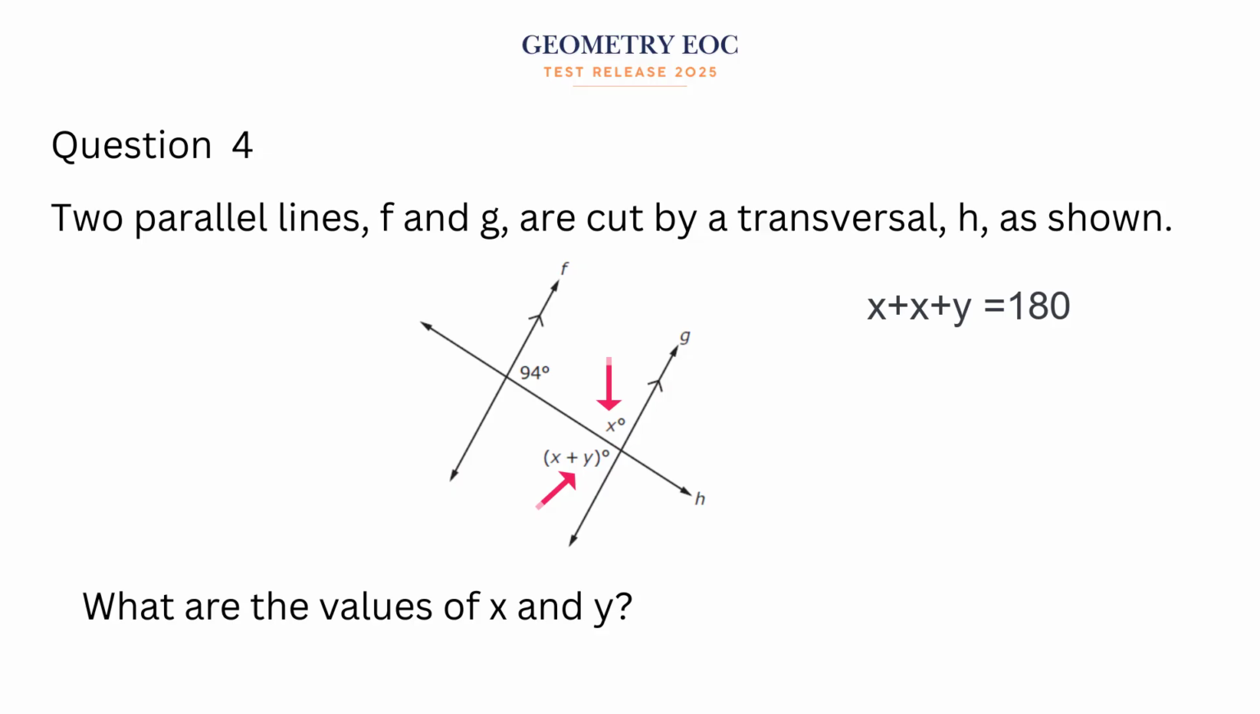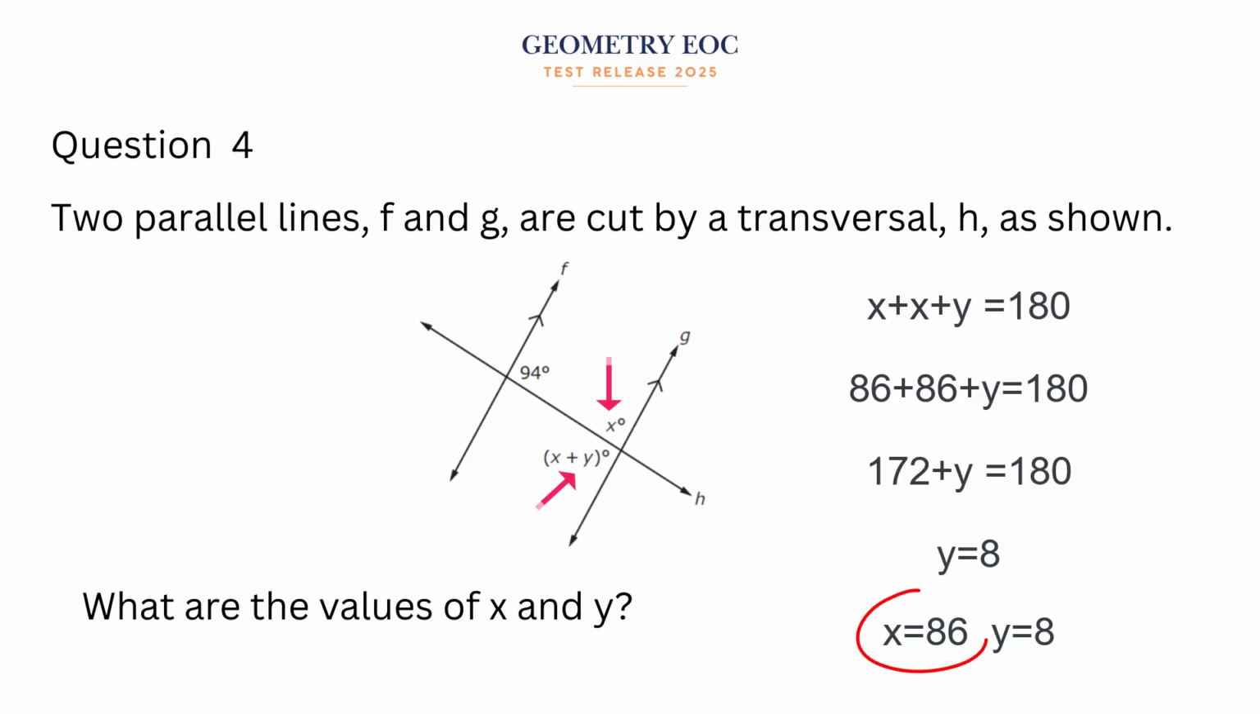Now substitute the value we found for x. 86 plus 86 plus y equals 180. Combine like terms. 172 plus y equals 180. Now subtract 172 from both sides. y equals 8. So our final answers are x equals 86, y equals 8.